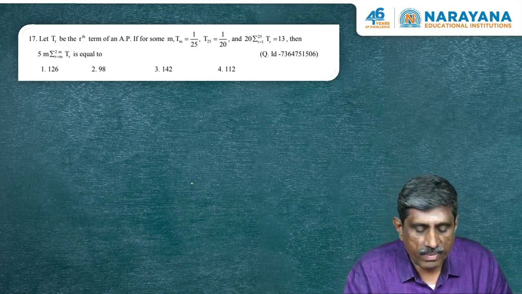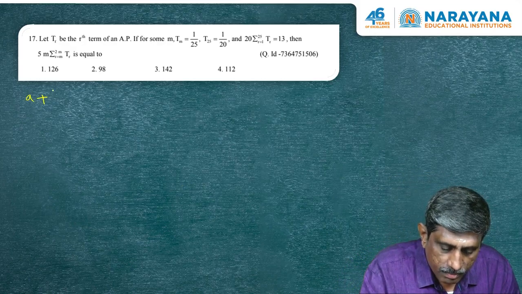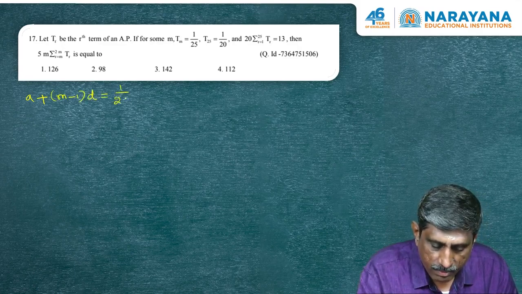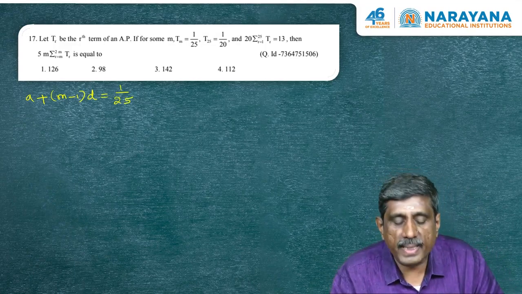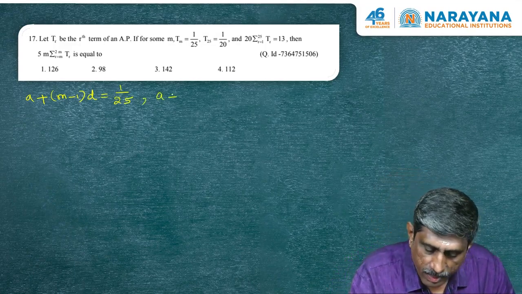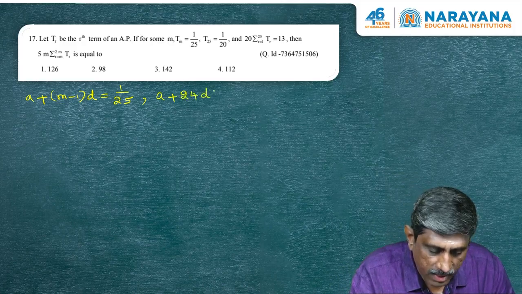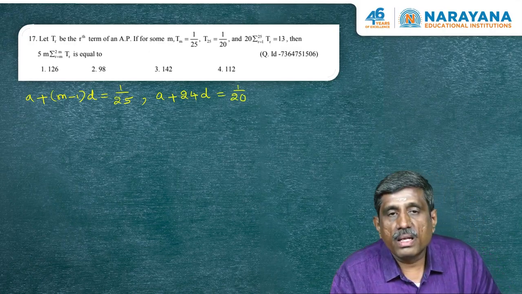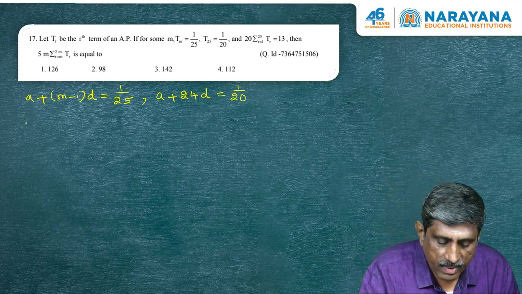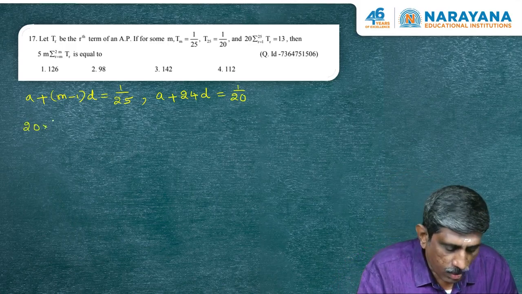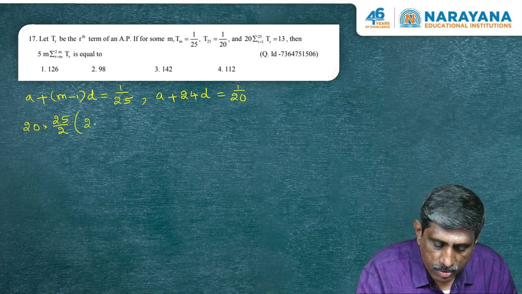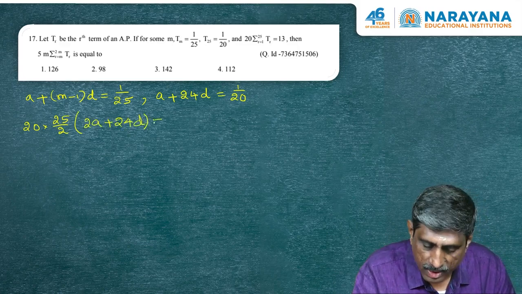Given that Tm, which is a plus m minus 1 into d, is 1 by 25. That is the first one. Similarly, T25, which is a plus 24 times of d, is equal to 1 by 20. And given that 20 times of S25, which is 20 times of 25 by 2 into 2a plus n minus 1 into d. So, 2a plus 24 times of d is equal to 13.